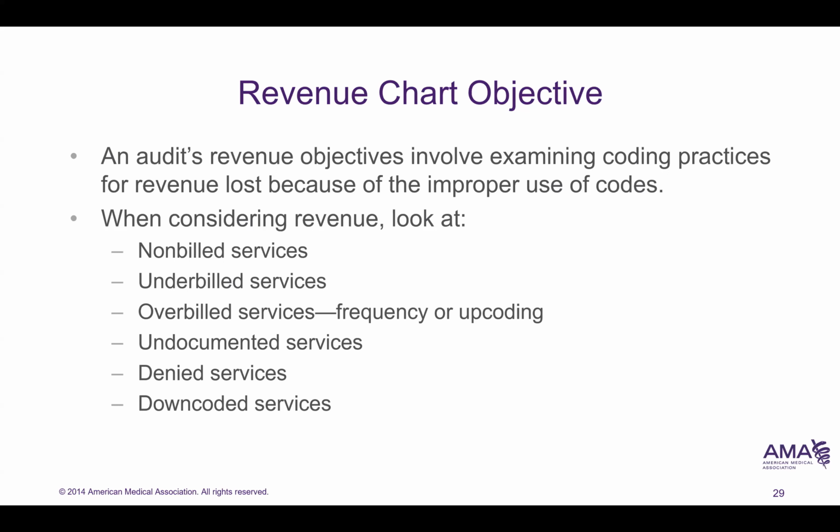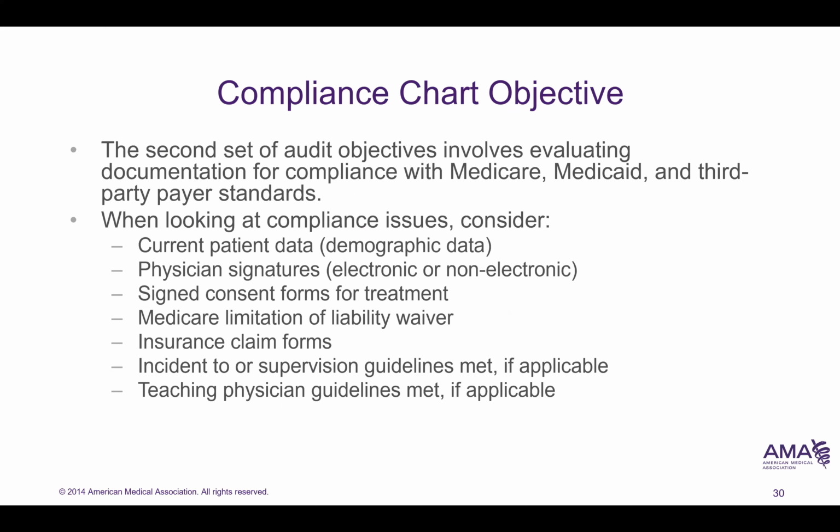An important thing is to consider what the objective of the audit is. This could include revenue chart audits, which look at such things as underbilling, non-billed, overbilled, denied services, or downcoding. The compliance chart objective is looking for things that are compliant with payer standards, such as Medicare, Medicaid, and third-party payers.